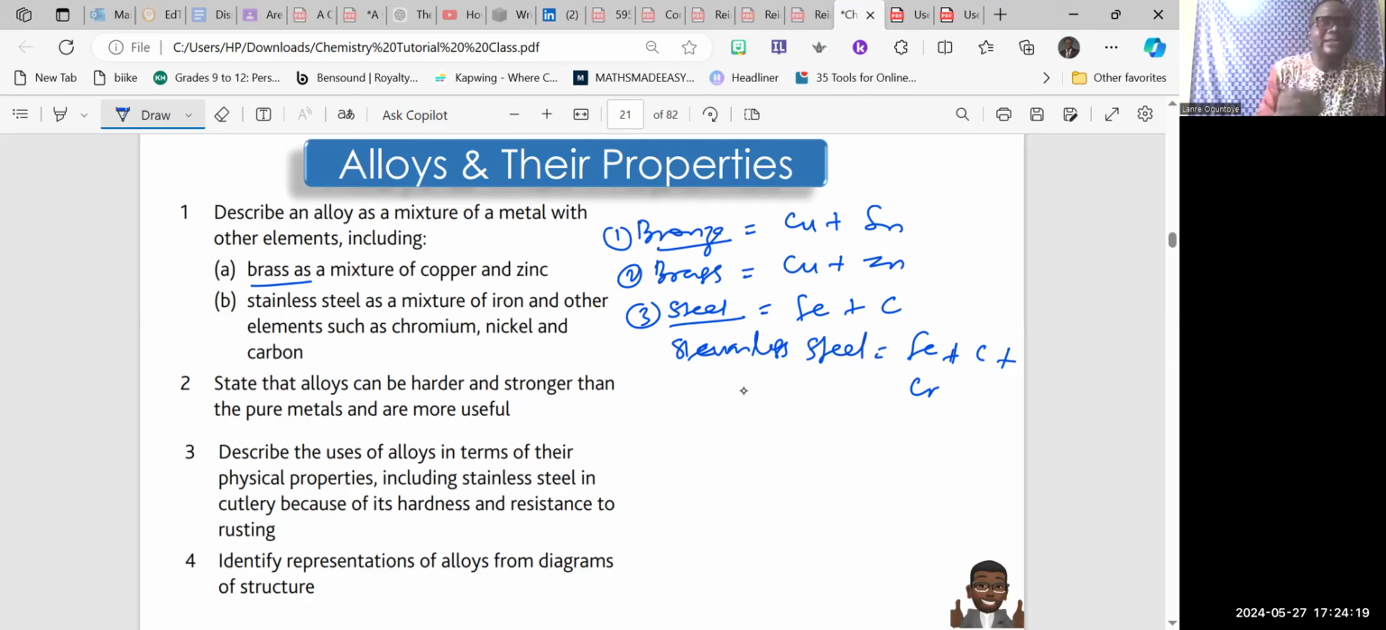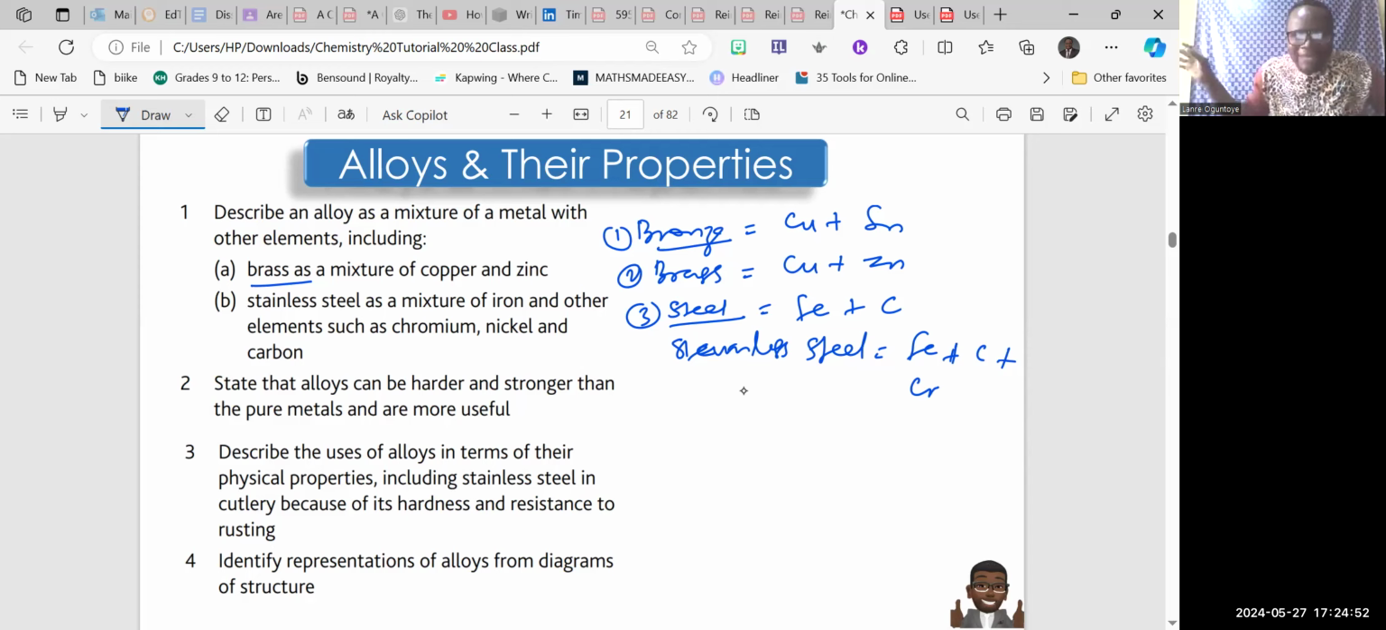Then the second learning outcome states that alloys can be harder. I said they are mixtures. The question is, how do they mix them together? It's just like if you have white chocolate, brown chocolate, black chocolate, and everything. If you want to mix them together, you just pour them, melt them together and stir. The same way we make alloys.